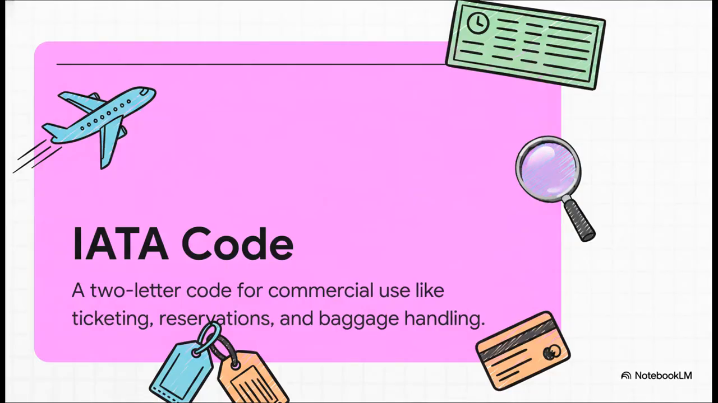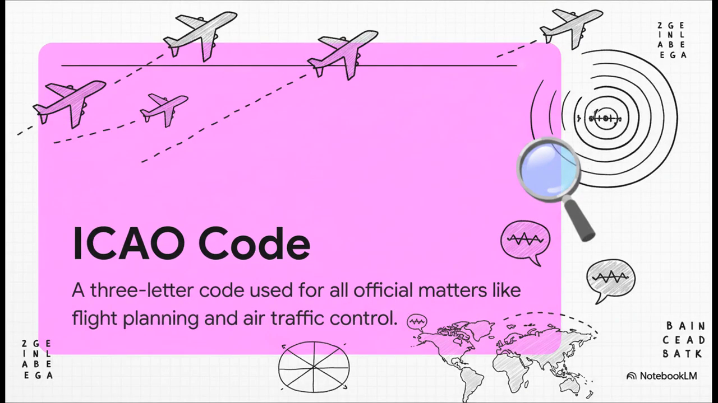The one you're familiar with is the IATA code. The International Air Transport Association assigns these two-letter codes. It's what you type in to book a flight, it's what the airline uses to track your bags, and it's what you see on the big departure boards. It's really the public-facing business side of the airline industry. But then you've got what's happening behind the scenes, and that's where the ICAO code comes in. The International Civil Aviation Organization issues these three-letter codes, and these are used for, well, everything official. We're talking flight plans, air traffic control communications, all the operational stuff. This system makes sure there is absolutely zero confusion in the sky.